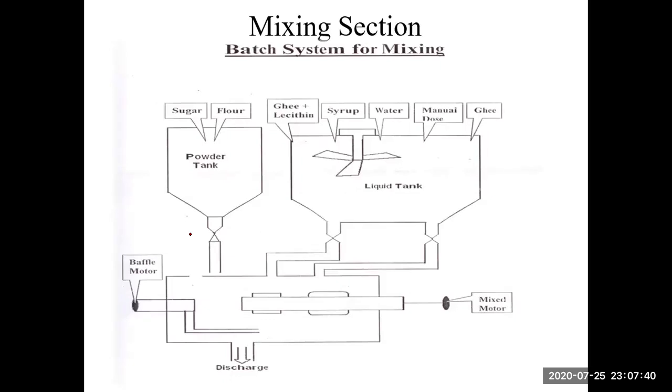And if you go to that figure, you can check it: that is a batch system for mixing. It is like the flowchart there. You already know from your cake section what batch and continuous mixing are. It is prepared one batch after another. First of all, there is a powder tank where sugar and flour are held, and another tank is the liquid tank where ghee, syrup, water, or any other liquid materials are held.